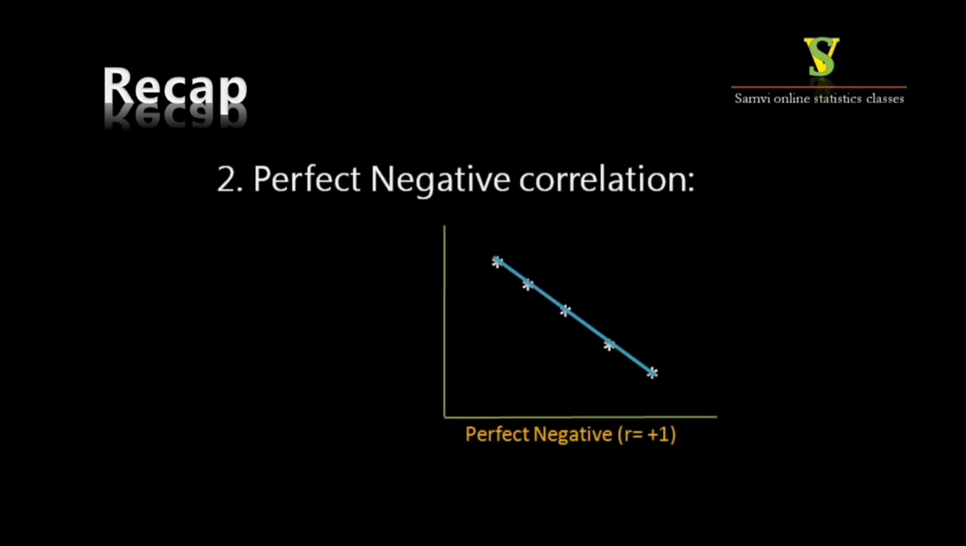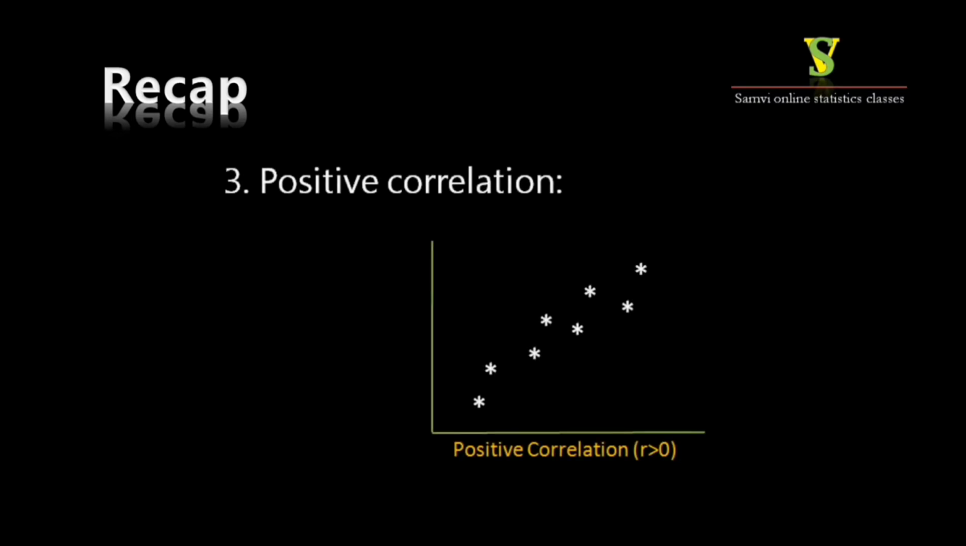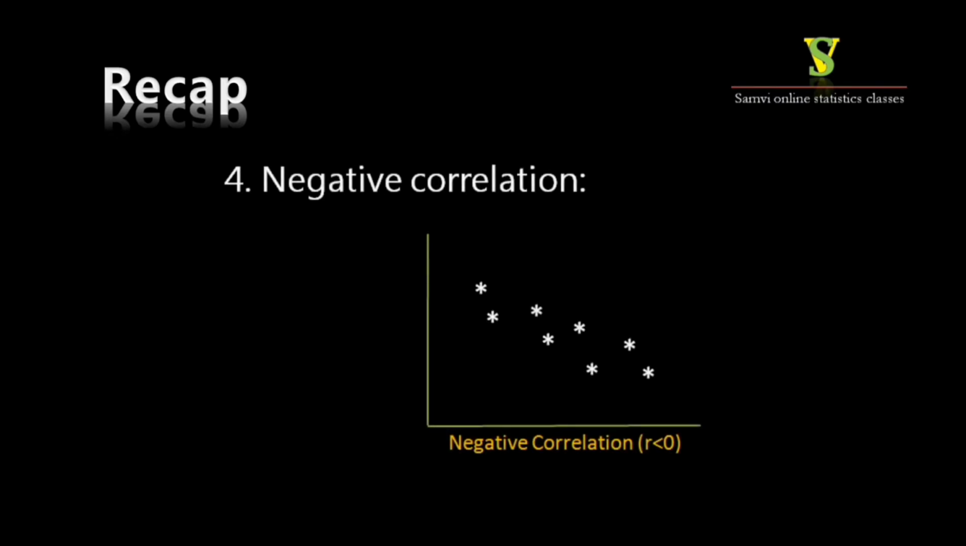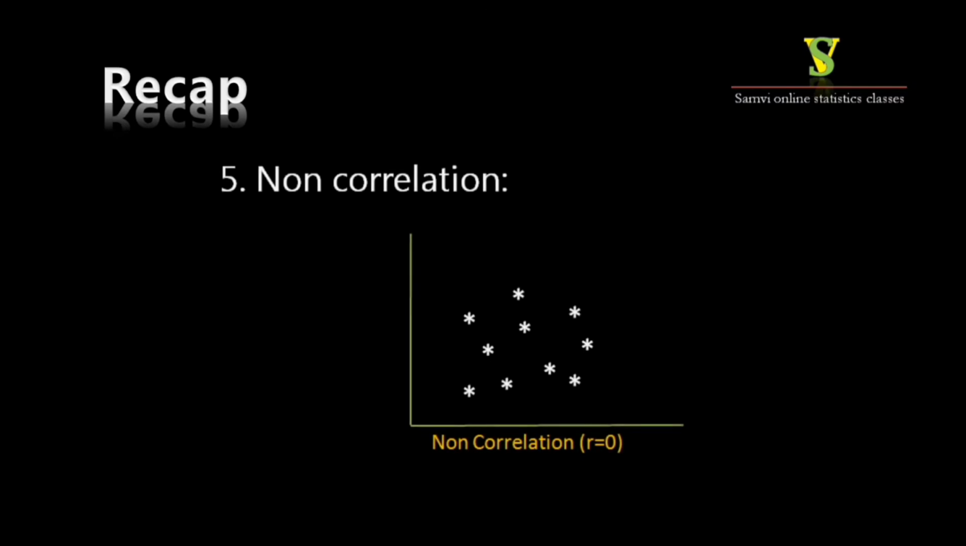The second one is perfect negative correlation. If all the points are on the straight line and show the decreasing slope, then you can say that it is a perfect negative correlation. Next is positive correlation. Positive correlation means if the points show the increasing slope but not on the straight line, then you can say that it is a positive correlation. Next is negative correlation. If the points show a decreasing slope but not on the straight line, then you can say that it is a negative correlation. And non-correlation. Non-correlation means if the points do not show any direction, whether increasing or decreasing, then we can say that it is a non-correlation.